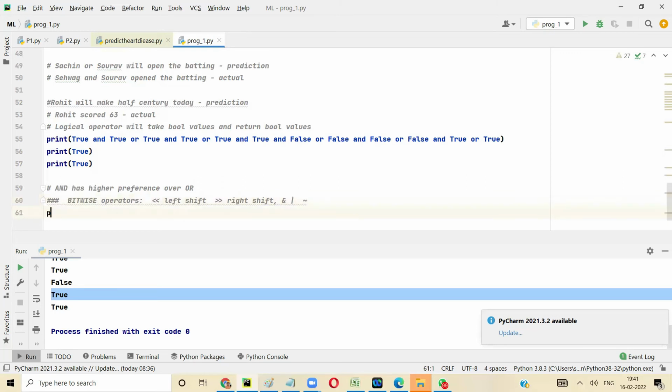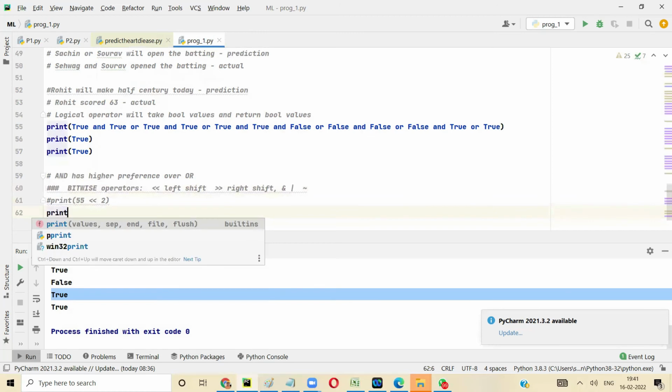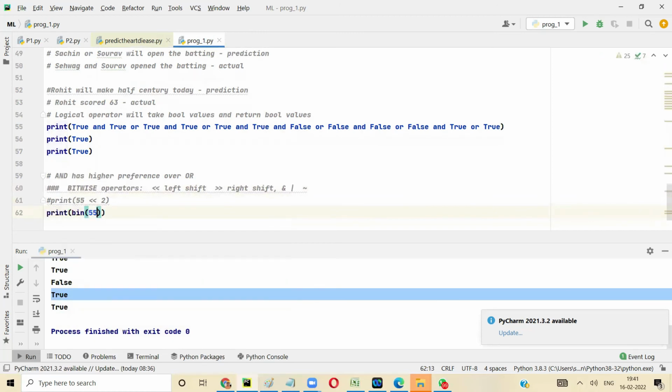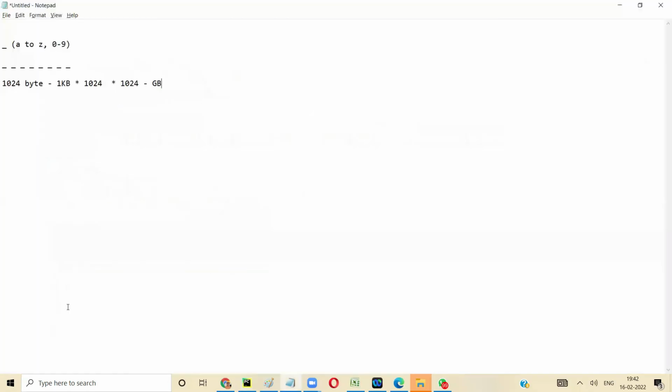For example, if I say print 55 less than less than 2, the left shift means shift towards the left. Before we see the output, let's see: if I say bin of 55, what do you get? You get 110111, right? So we have 6 characters.